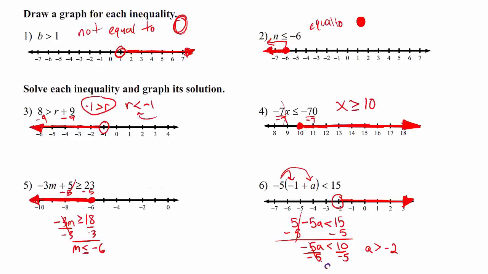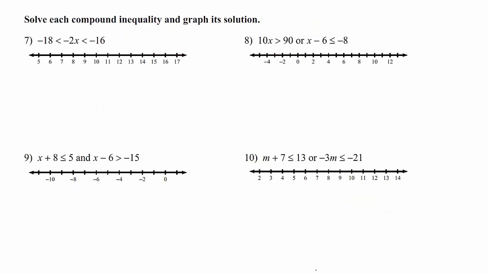With and inequalities you shade between the 2 numbers you get, or with or inequalities you shade outside the 2 numbers you get. One way you can remember this is or has an O and outside has an O. When we have an and, there's 2 ways that can look. 7 and 9 are both ands. 9, that should be obvious because it says and. And it should be obvious that 8 and 10 are ors because they say or. So the question is, why is 7 considered an and? Besides the fact that I just told you it's an and.